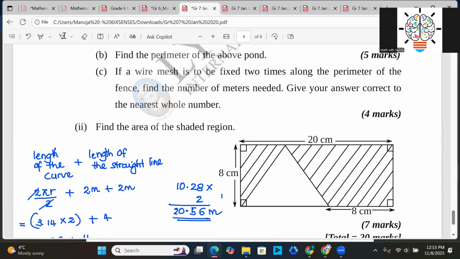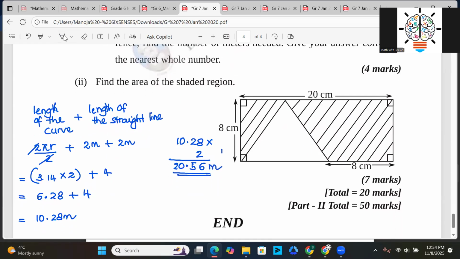Find the number of meters needed. Give your answer correct to the nearest whole number. Here we have 20.56 now. So then we want to write it as the whole number. It should be 21 meters.